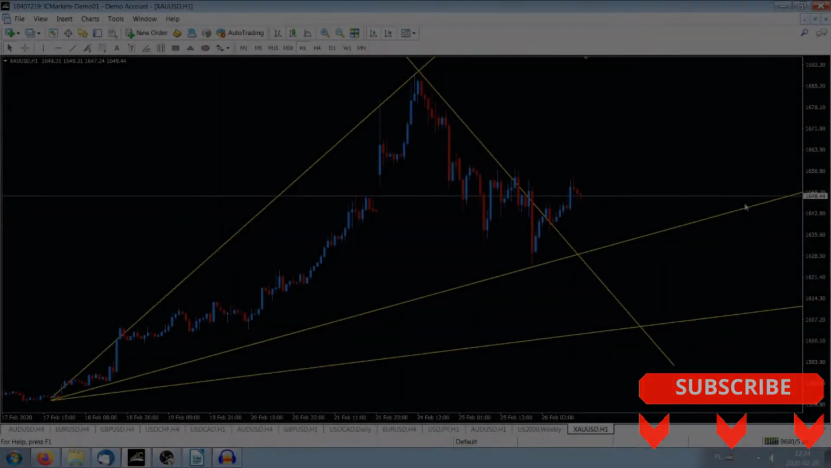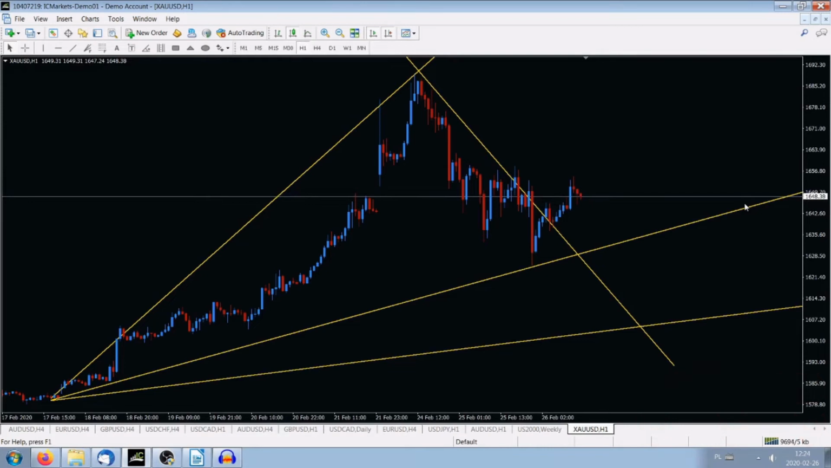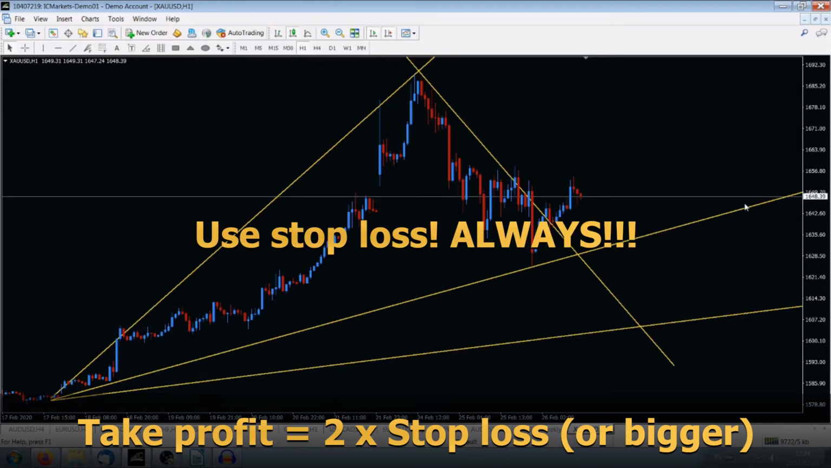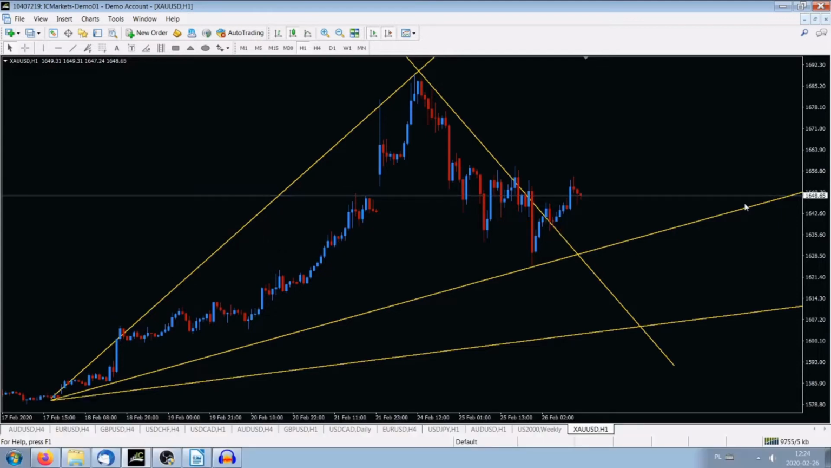First of all, I owe you one tip. No system will work without proper money management. What does it mean? First thing, it means that you must use stop losses. The second thing, your return ratio should not be less than 2-to-1, which means that your take profit should be at least twice as big as the stop loss value. So that's the rule.